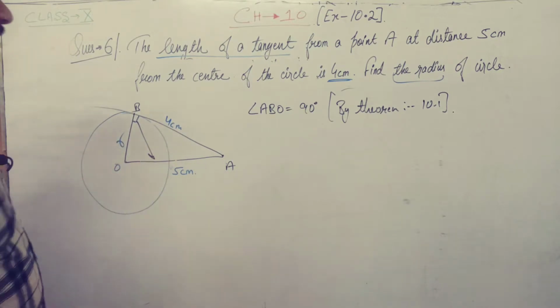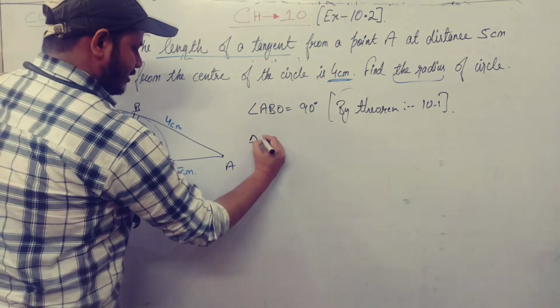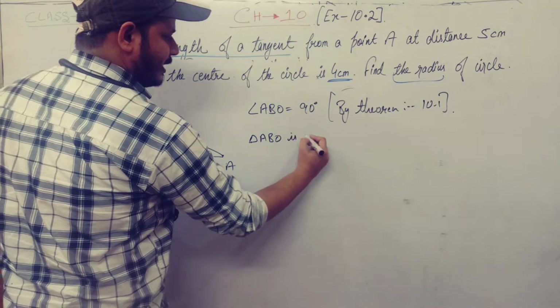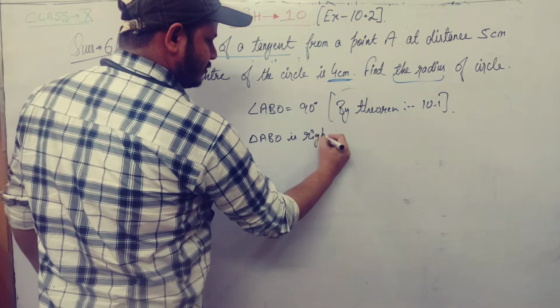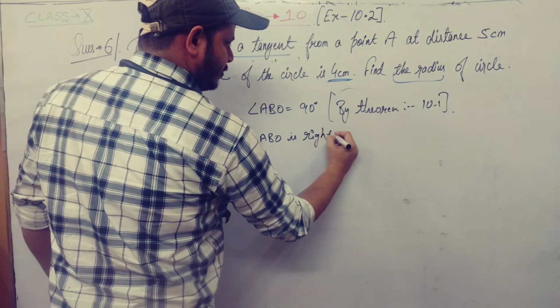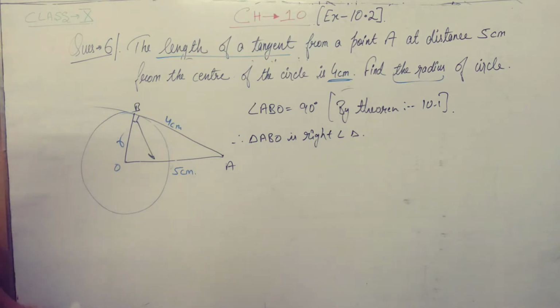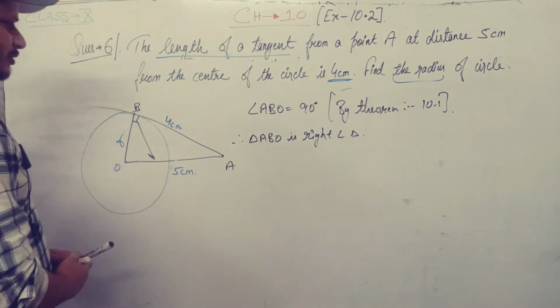Now angle ABO is 90 degree. Then triangle ABO is a right angle triangle. So we can apply the Pythagoras theorem. Now we apply Pythagoras theorem.